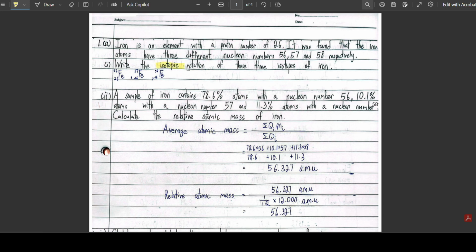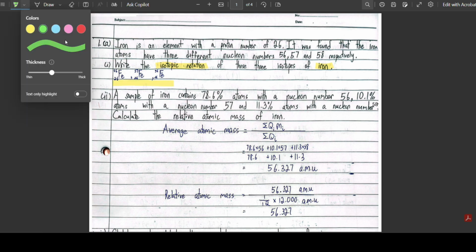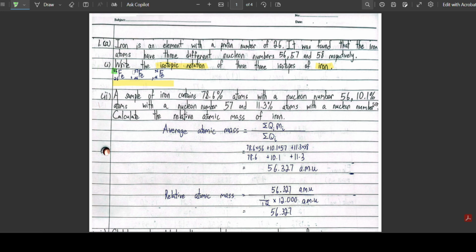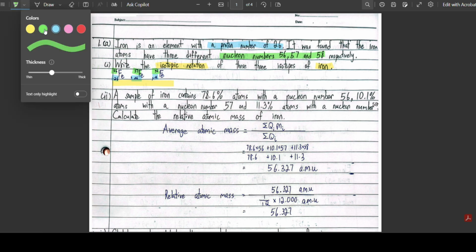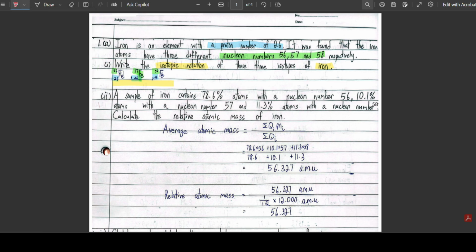As the question needs the isotopic notation for iron, the answer will be like this. As we know, in the isotopic notation, the above part will be the nucleon number, which has been given in the question, and the below part, which is the 26, is the proton number for iron, which also has been given in the question. Then the element symbol is Fe, which is for iron.